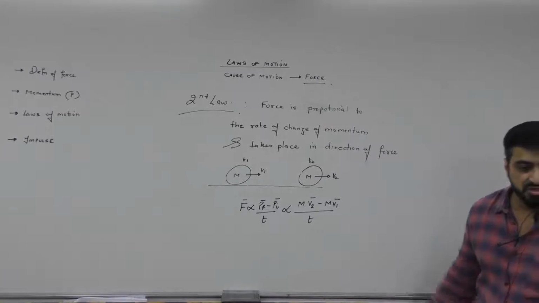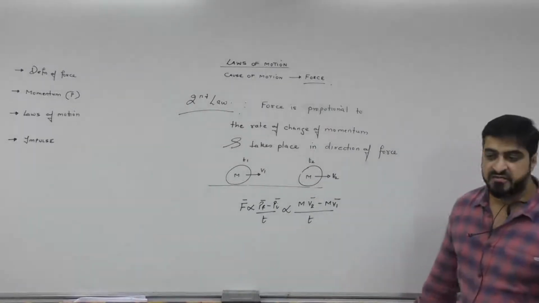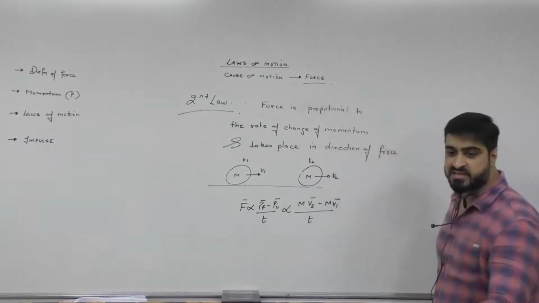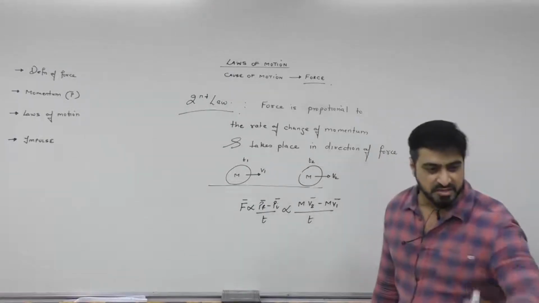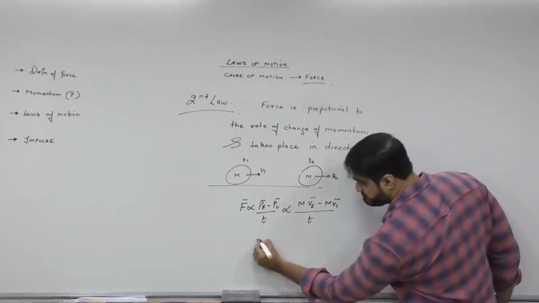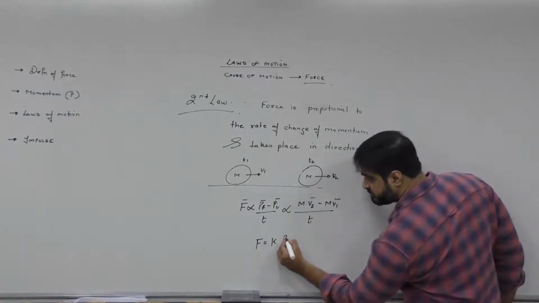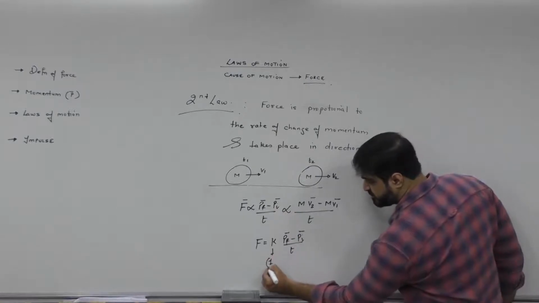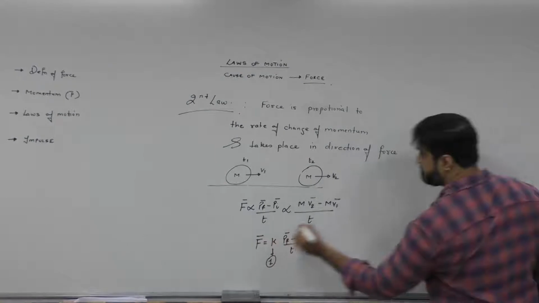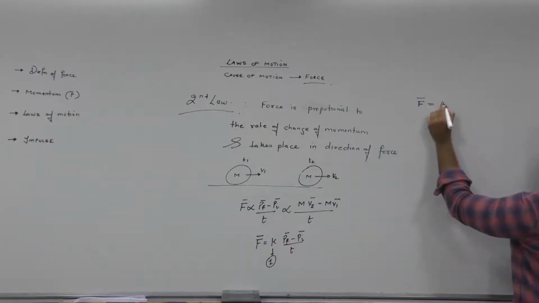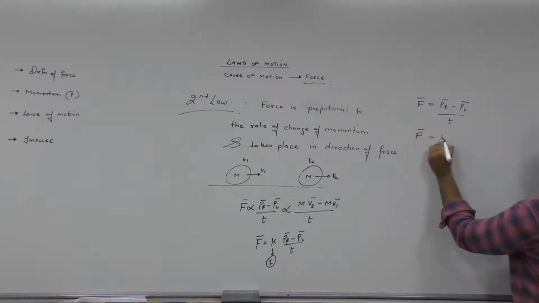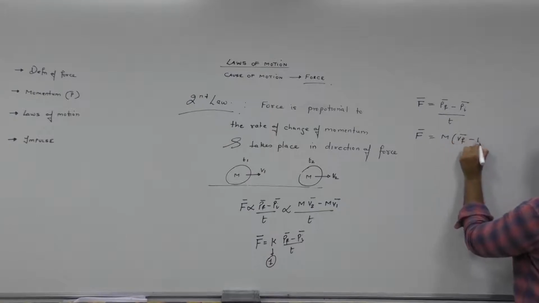Force is defined as change in momentum upon time. And if I remove the proportionality sign, a constant will come whose value is 1. Why is that 1 taken? There is another science behind taking that 1. I will explain in some other lectures. So F will become K times of P final minus P initial by time. The value of K over here is taken as 1. So force will become P final minus P initial by time, which can also be written as m times v final minus v initial by time.